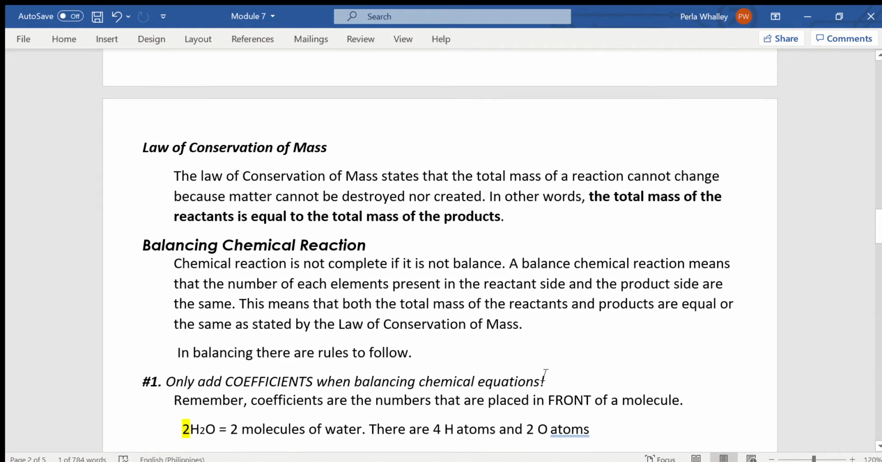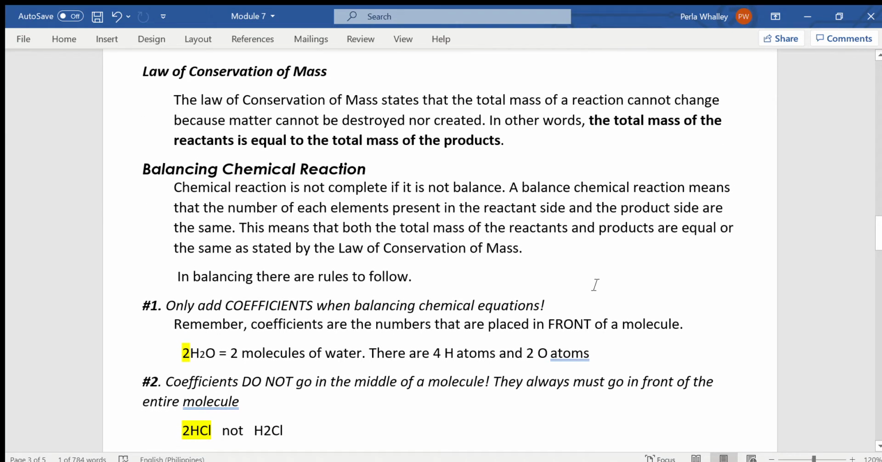Next, the law of conservation of mass. The law of conservation of mass states that the total mass of a reaction cannot change because matter cannot be destroyed nor created. In other words, the total mass of the reactants is equal to the total mass of the products.